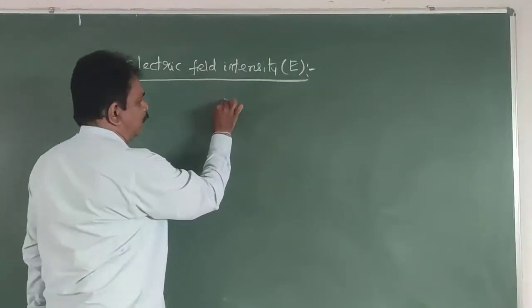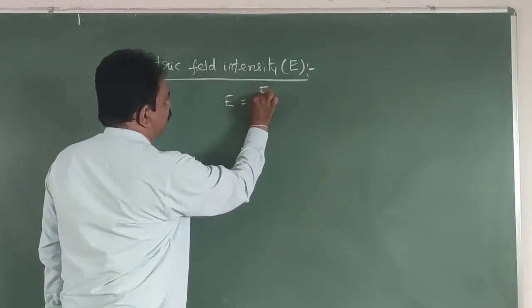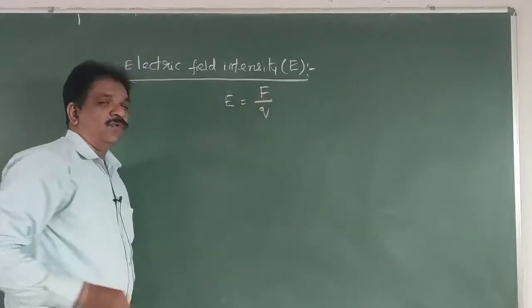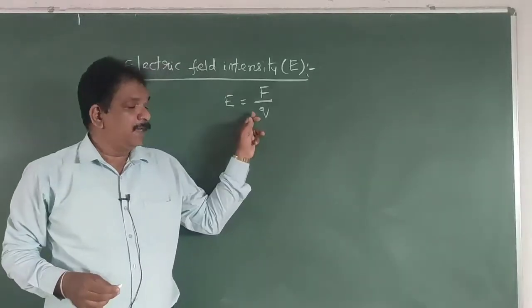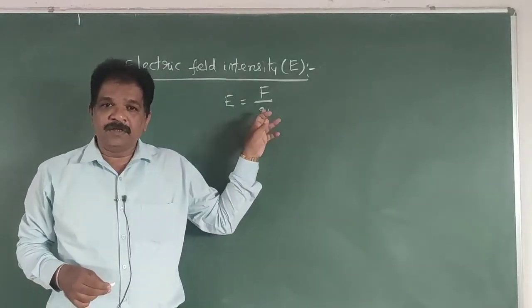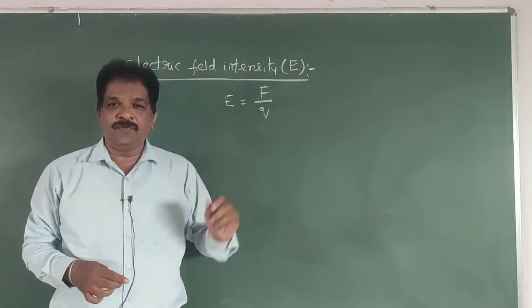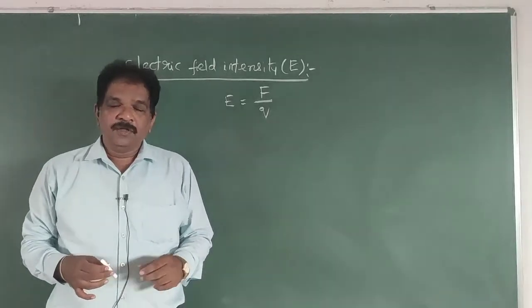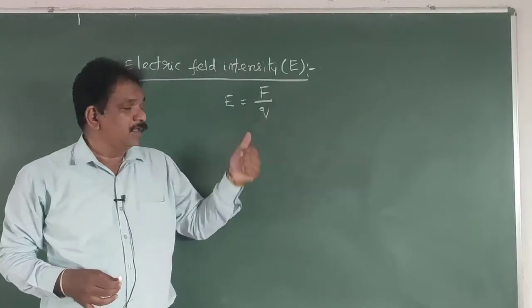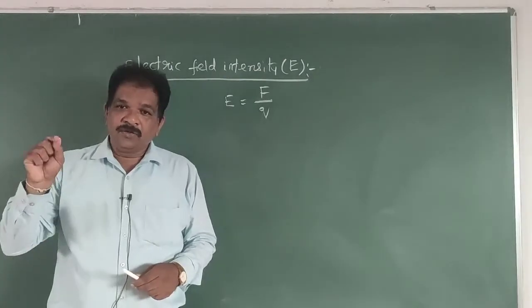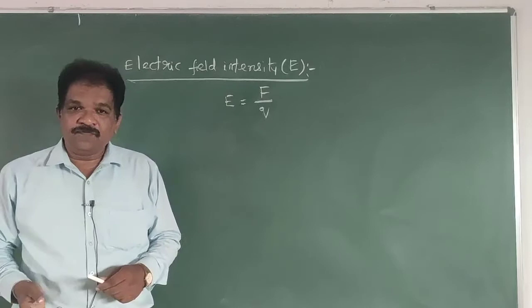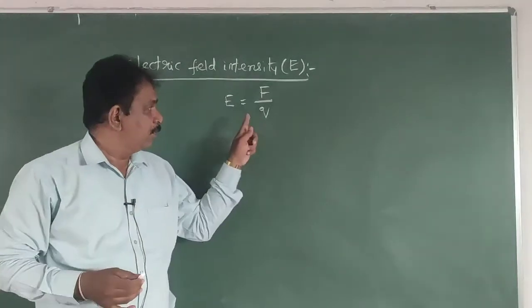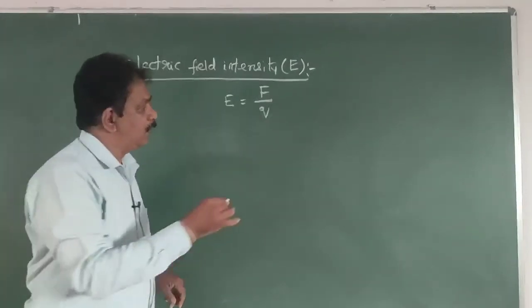E is equal to F by Q: the force acting on the unit positive charge placed in the electric field. In an electric field, if we want to find the intensity at any point, we have to place a unit positive charge at that point. The force acting on it is called the electric field intensity.